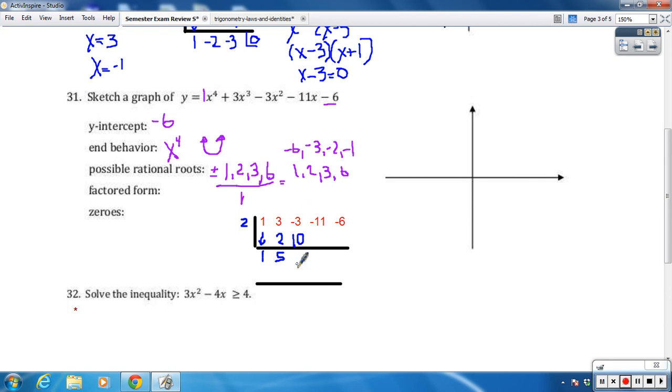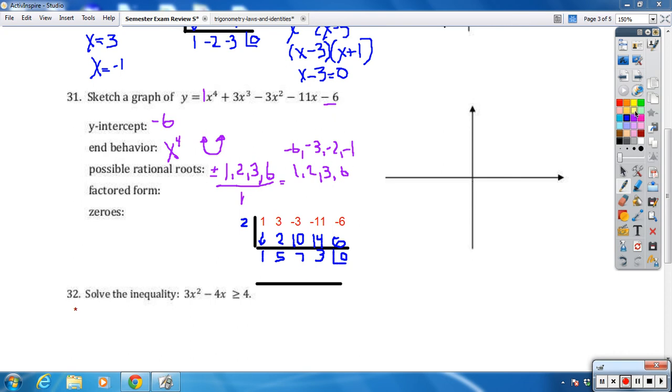So 10 minus 3 is positive 7. 2 times 7 is 14. 14 minus 11 is positive 3. And then 2 times 3 is going to be a positive 6. Negative 6 plus 6 is 0. And that's ultimately what we're looking for.